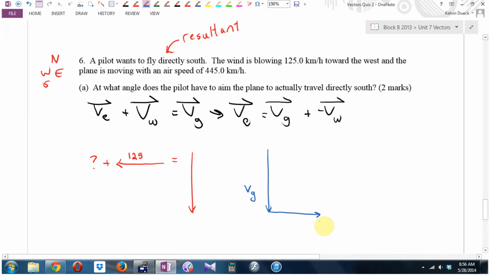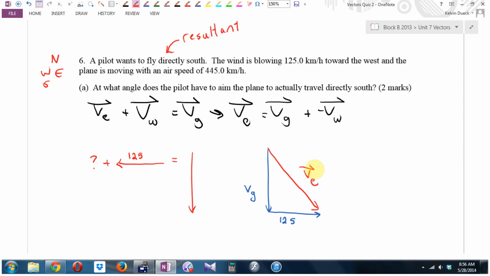How big is that? 125. What's the engine velocity? I guess the engine velocity, which now that I think about it makes sense. If the wind is pushing me to the left and I want to go straight down, I better aim down and right. So you may have been able to kind of figure that out.